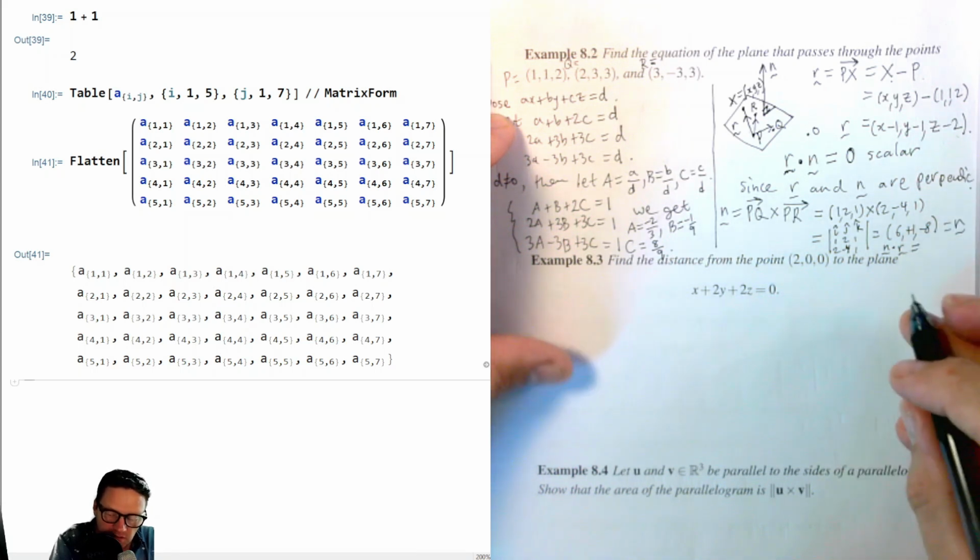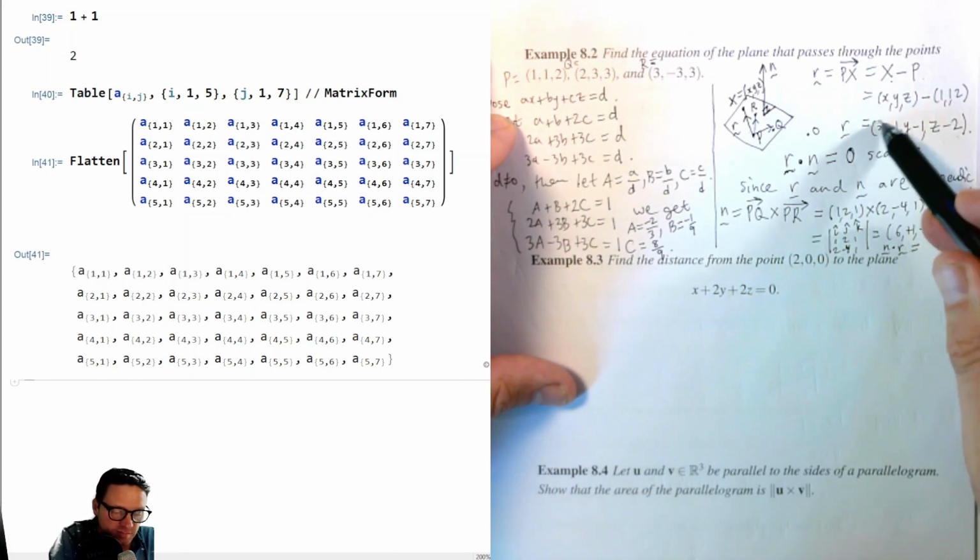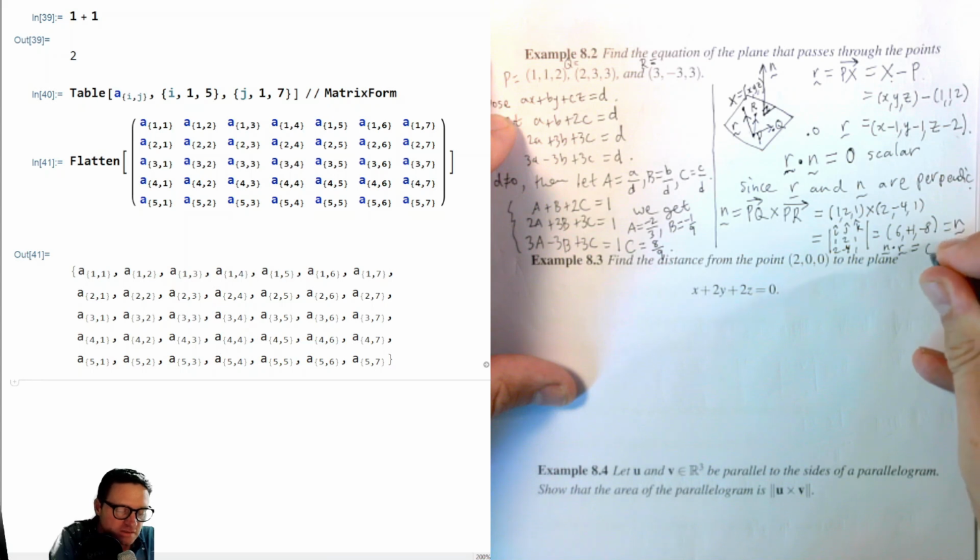That dot product is 6 times x minus 1, so 6x minus 6, plus 1 times y minus 1, so plus y minus 1, and then plus minus 8 times z minus 2, so minus 8z plus 16. And because the dot product here is 0, this is equal to 0.